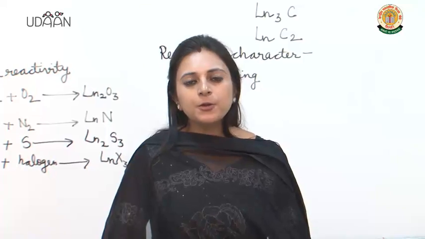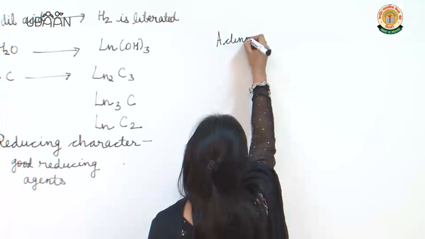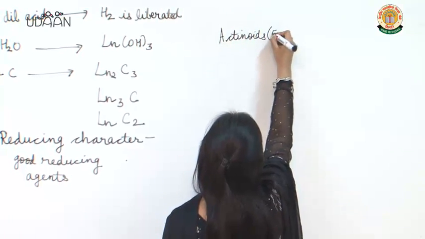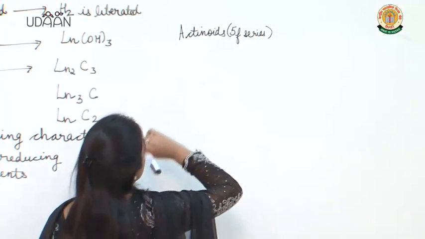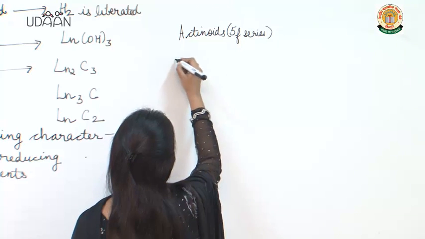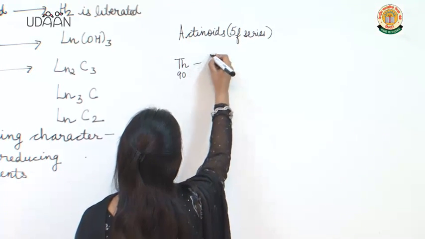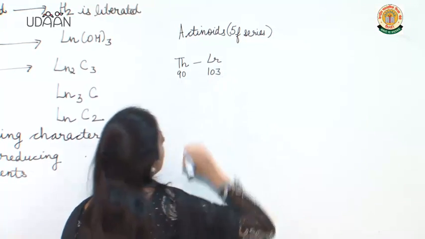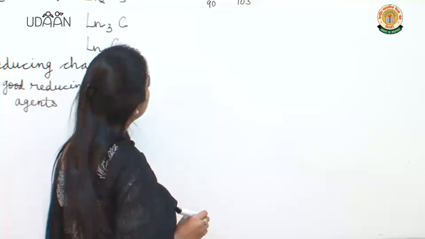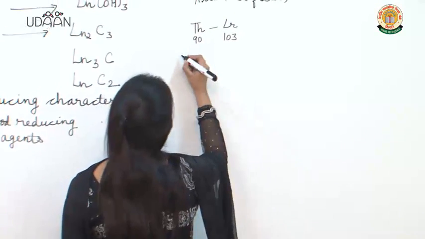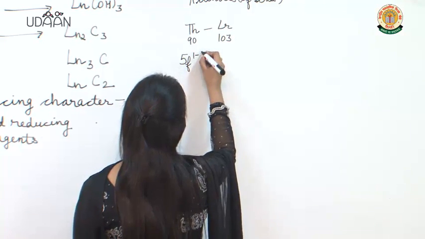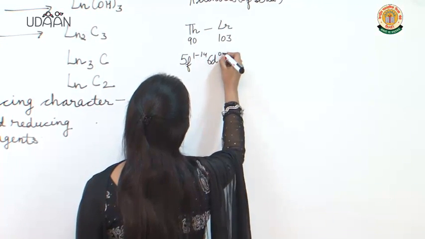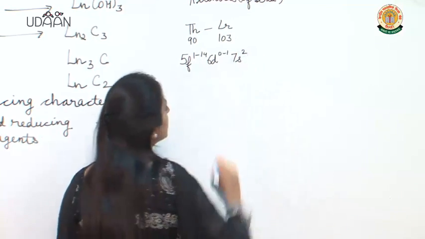Now, let us study about actinoids. Actinoids belong to 5f series. In actinoids, the 5f orbital is filled, and actinoids are the elements from thorium 90 to lawrencium 103. They follow actinium in the periodic table. Now, what is the general electronic configuration of these actinoids? It is 5f 1 to 14, 6d 0 to 1, 7s 2.